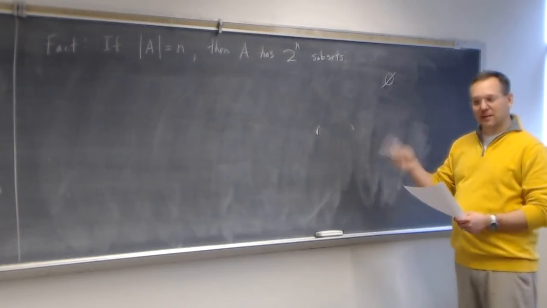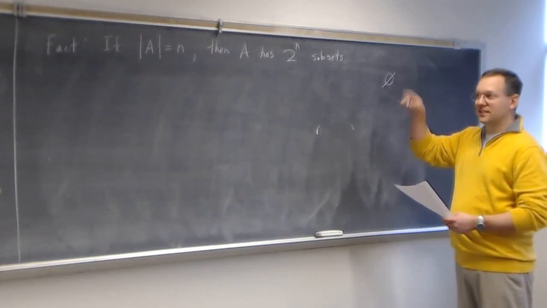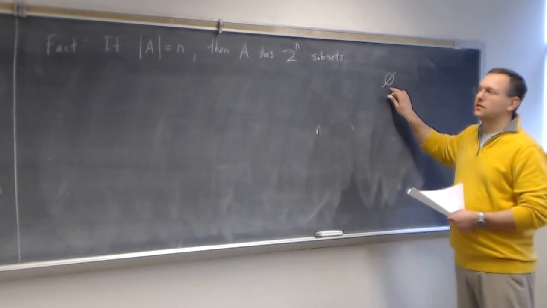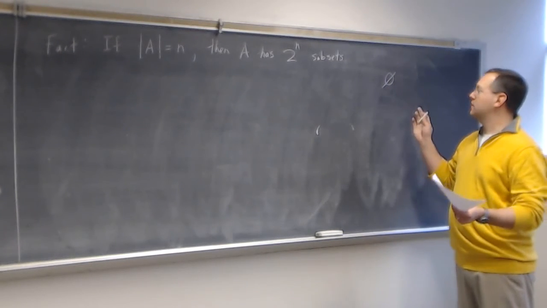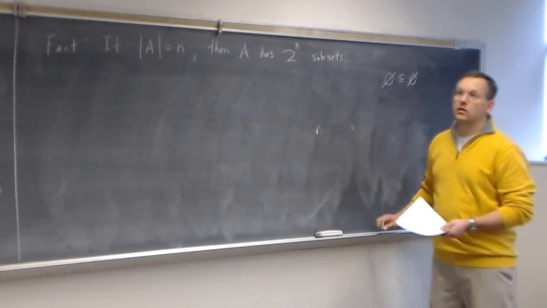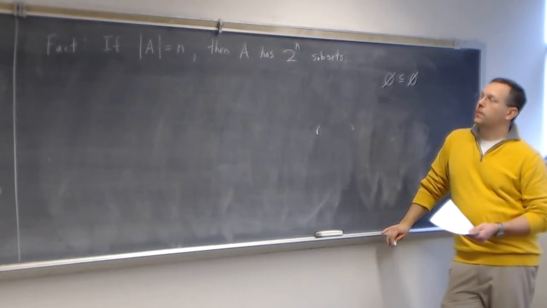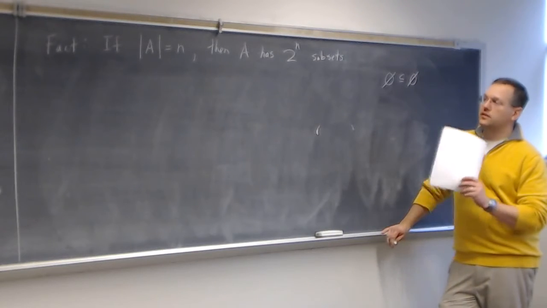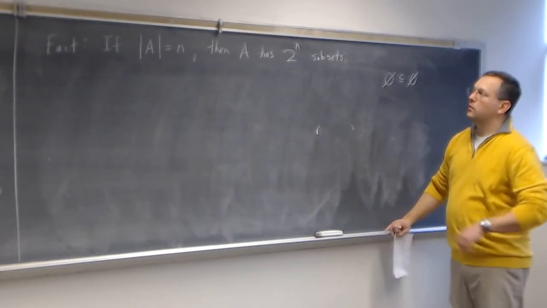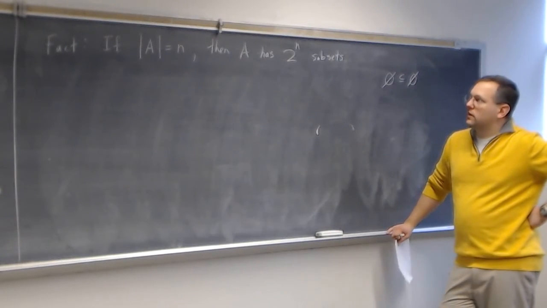Because the empty set is a subset of itself, and every set is a subset of itself. But that's the same thing. I'm not going to count that as 2 different subsets. That's it. So the empty set is a subset of itself, that's the only one. So I should have said every set has a power of 2 number of subsets. Shouldn't say even.